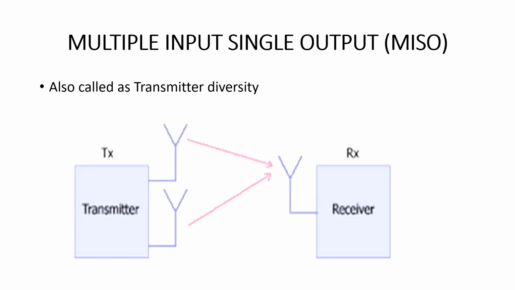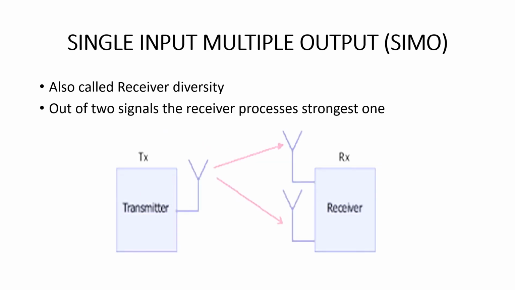So this is the meaning for MISO. It can also be called transmitter diversity. So the third one is SIMO.